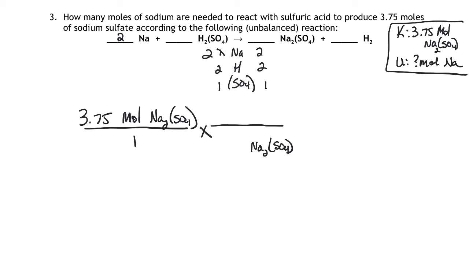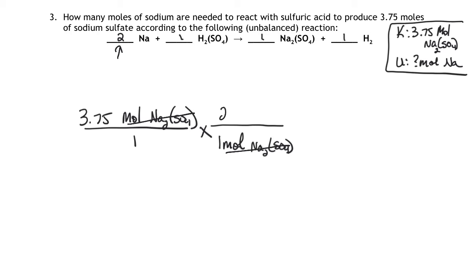And I have to go back up to my equation. Remember, these are all ones. So I have 1 mole of sodium sulfate as my reactant. I'm going to just erase my tally method here to make it a little bit less confusing, because it's already balanced. So I have 1 mole of sodium sulfate on the bottom so that my units will cancel out. And now I need to find out what my unknown is, how many moles of sodium. Well, I can see from my balanced chemical reaction that I need 2 moles of sodium.